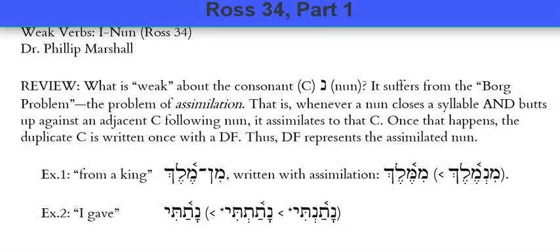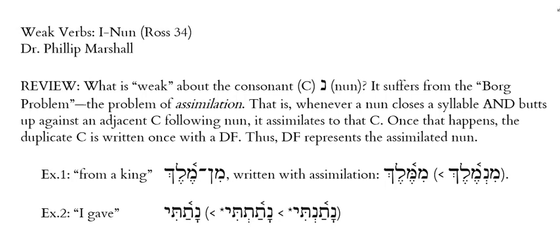In Ross chapter 34, we have reached the third weak verb chapter, and it has to do with verbs that are weak on the front end, as in one-noon verbs. Remember, one-noon, the number one means root letter one, so theoretically any verb that in root one position has a noon would be considered a one-noon verb.